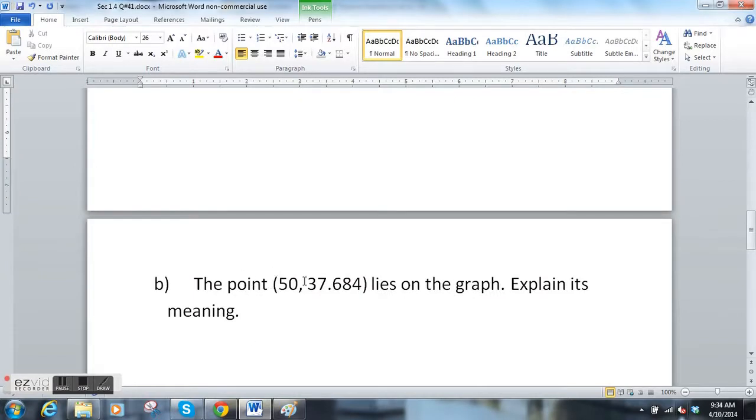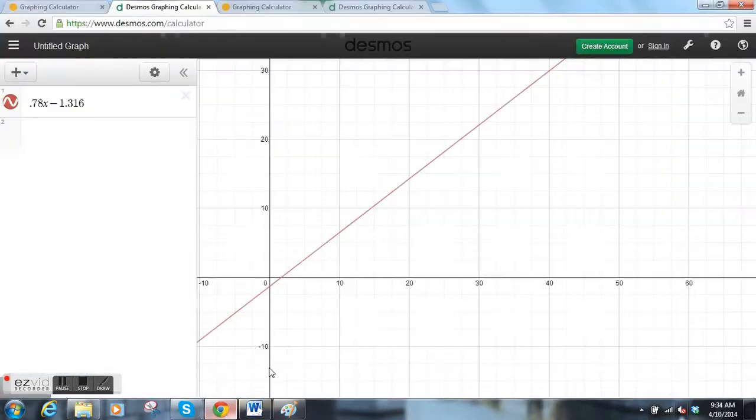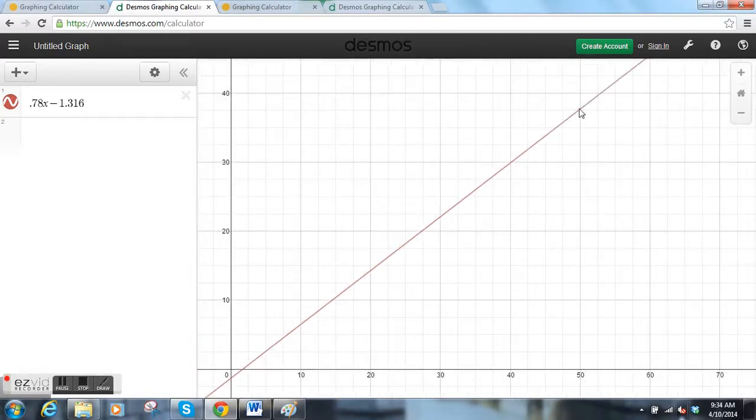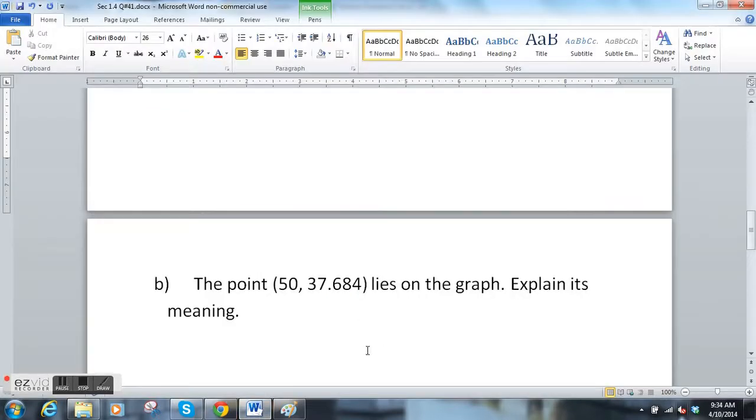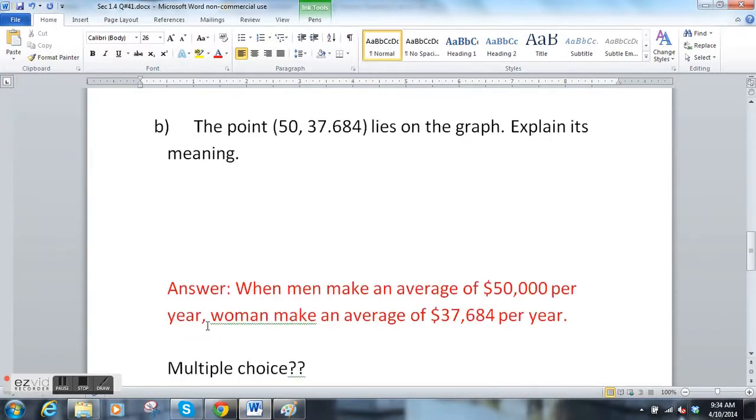And then part B says the point (50, 37.684) lies on the graph. Explain its meaning. So when they say it lies on the graph, 30, 40, 50, I'll zoom up here. That point, (50, 37.68), lies on the graph. What does that mean? Well, it means this. I wrote a sentence out.